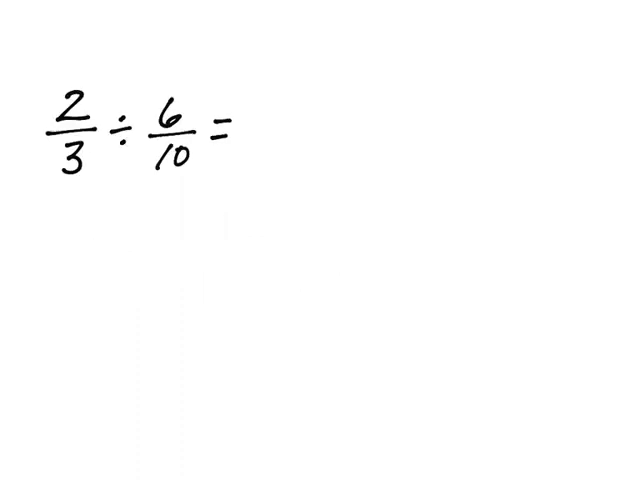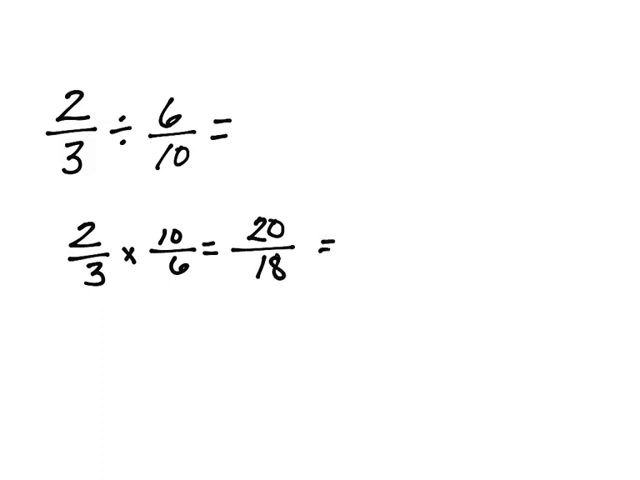Let's do the next one. I'm going to keep, change, flip. 2 times 10 is 20. 3 times 6 is 18. I know when I divide 20 by 18, I'm going to get 1 with a remainder of 2. My denominator is going to stay the same.